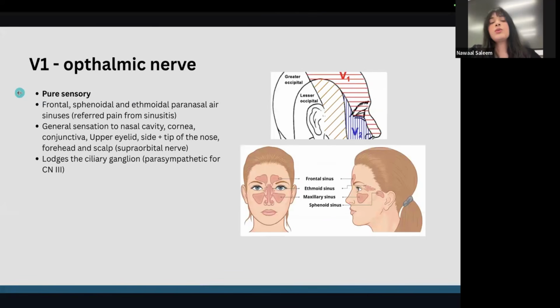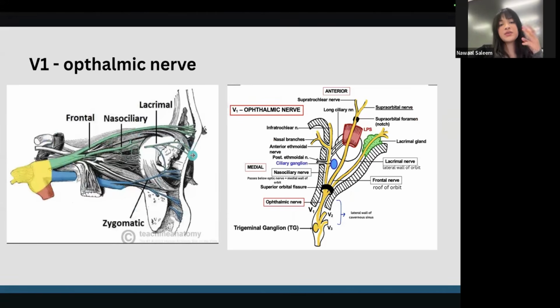So we have V1, the ophthalmic nerve. It is purely sensory. It supplies the frontal, ethmoidal, and sphenoid paranasal air sinuses. The general sensation to the nasal cavity, the cornea, the conjunctiva, the upper eyelid, and the side and tip of the nose are all supplied by the ophthalmic nerve. And it lodges the ciliary ganglion, which is a parasympathetic for oculomotor. The ophthalmic nerve has three branches that you need to know: the frontal branch, the nasociliary branch, and the lacrimal branch.